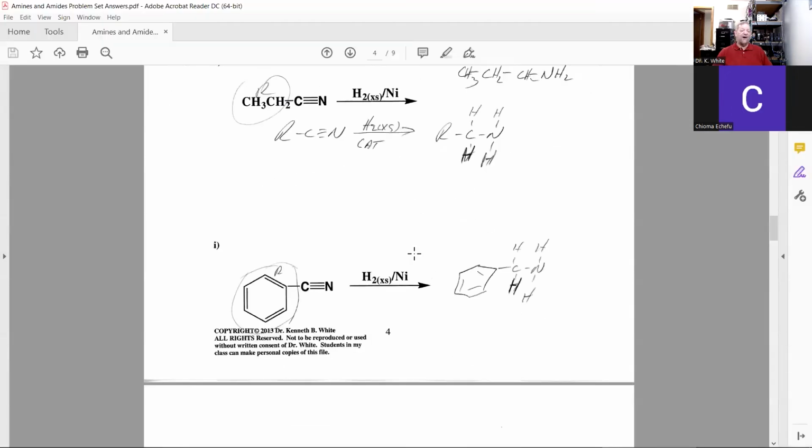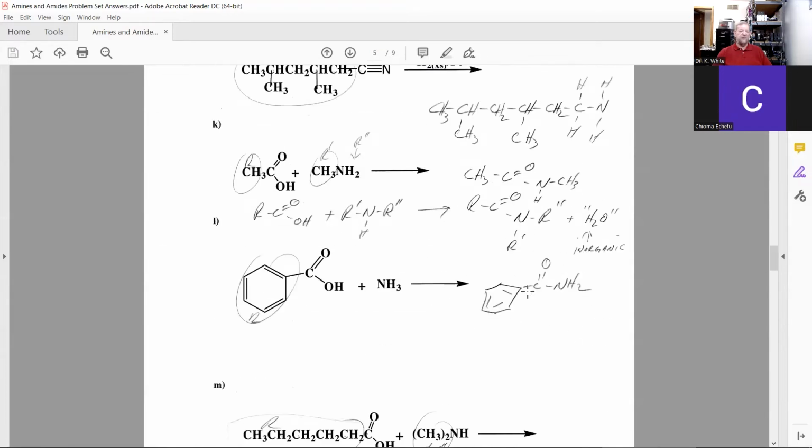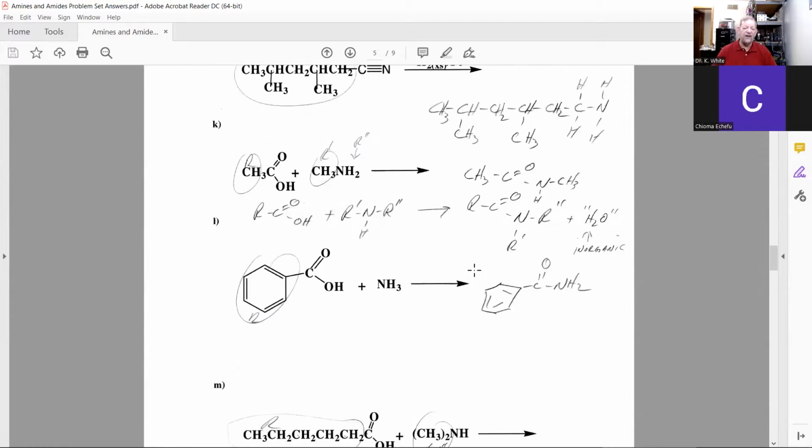All right, now if you look at I, benzene ring isn't going to be hydrogenated, but triple bond will, and this is the product you get. Now let's move on to K and L and also M. What do we have? If we look at K, carboxylic acid and a primary amine.